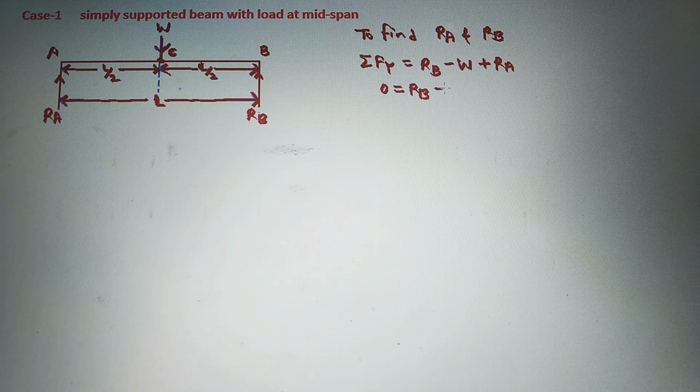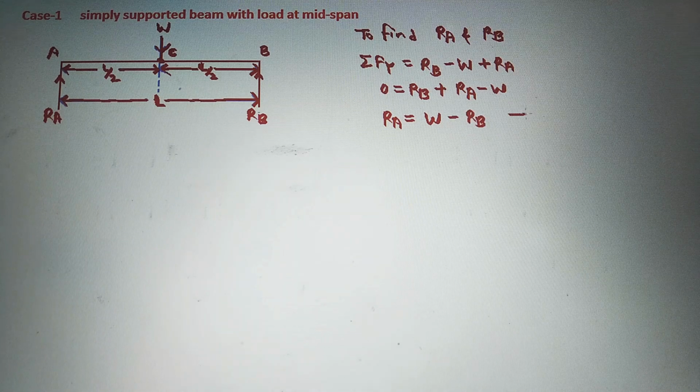Now by applying the condition of equilibrium, summation Fy is equal to 0. So we will write here RB plus RA minus W equals 0. Then we can write RA is equal to, if we shift W to the left side then it will be plus W, and if we shift RB to the left side then it will be minus RB. So RA is equal to W minus RB. This is equation number 1.